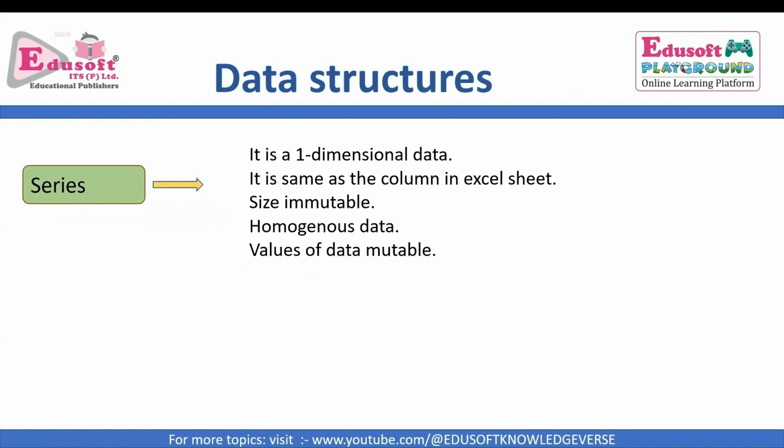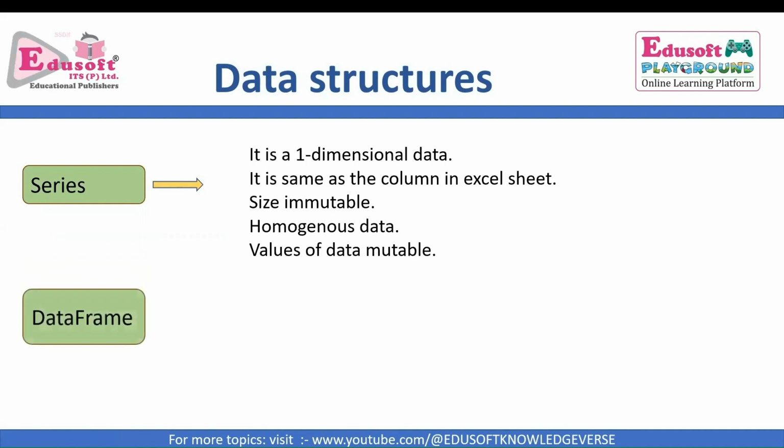Its size is immutable. What does immutable mean? That is, you cannot change the size. It stores homogeneous data within it. Values of data are mutable. So the size of a Series is immutable. You cannot change the size, but you can change the data within it. So the values of data are mutable.